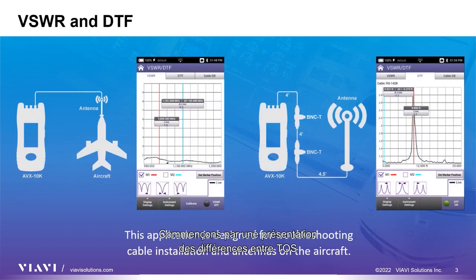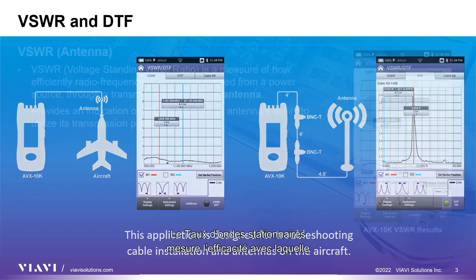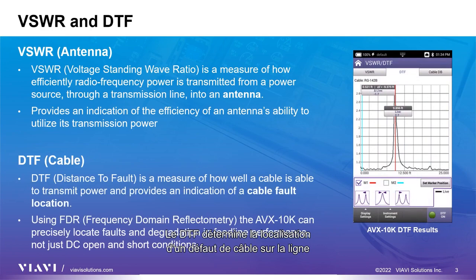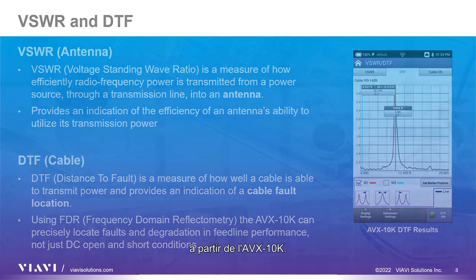Let's start with a basic overview of the differences between VSWR and DTF. Voltage standing wave ratio measures how efficiently an antenna utilizes the power fed to it. And DTF shows where a cable fault lies along the line from the AVX-10K.